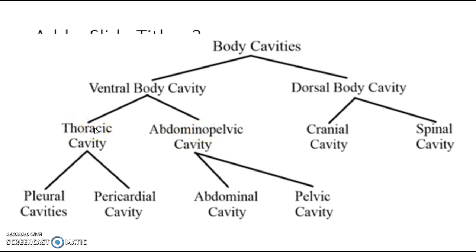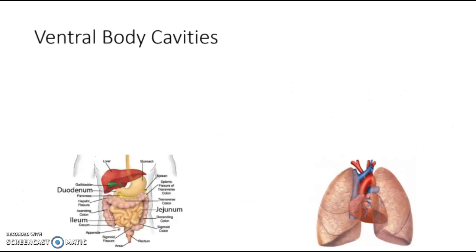Within our chest, the thoracic cavity has two smaller cavities. There are the pleural cavities, as well as the pericardial cavity, which makes up part of that mediastinum. And in our stomach, the abdominopelvic cavity is broken down into two smaller ones, the abdominal and the pelvic cavity. So those are all ventral body cavities. Well, what about dorsal body cavities? Now there's two. There's the cranial cavity for our brain and the spinal cavity for our spinal cord. We're going to be looking at both ventral and dorsal body cavities, but we're going to start with the ventral.